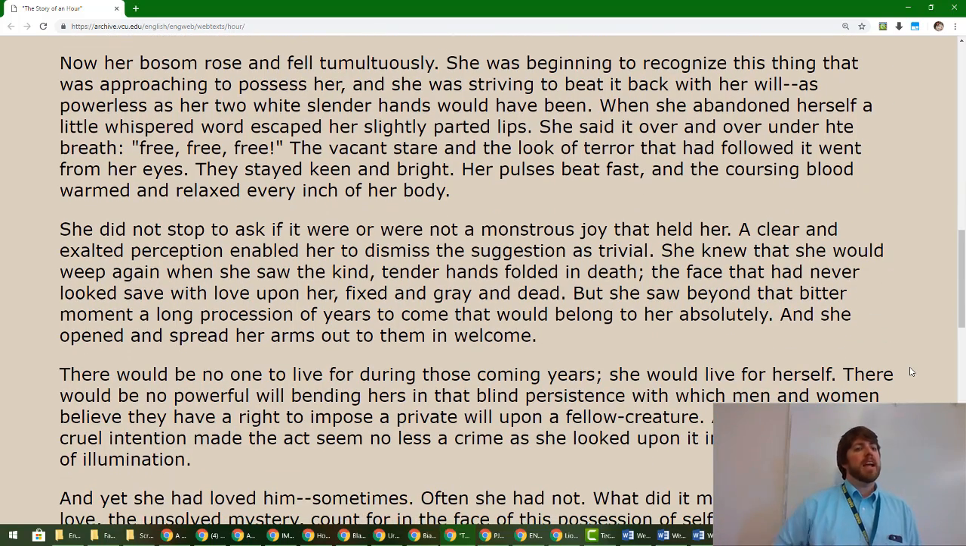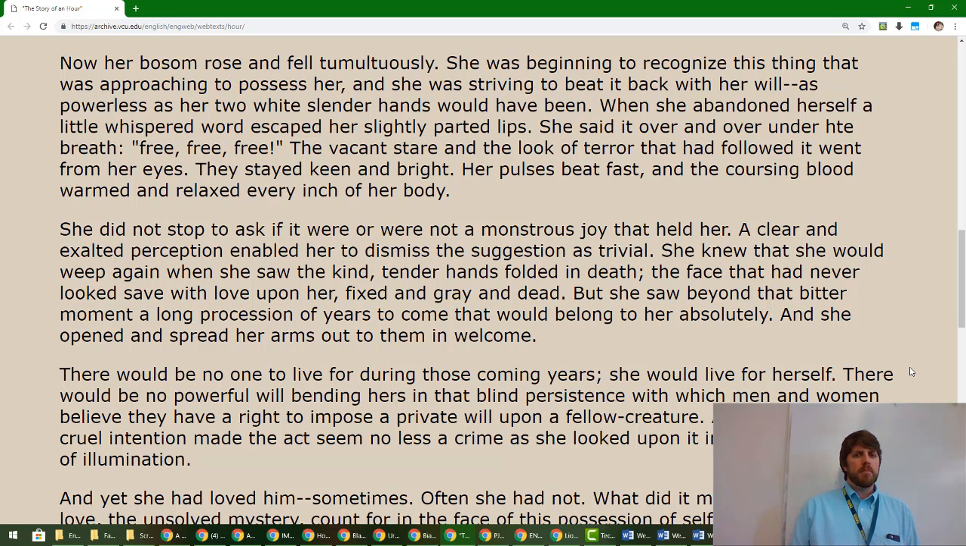She was beginning to recognize this thing that was approaching to possess her, and she was striving to beat it back with her will, as powerless as her two white slender hands would have been. When she abandoned herself, a little whispered word escaped her slightly parted lips. She said it over and over under her breath. Free. Free. Free. The vacant stare and the look of terror that had followed it went from her eyes.